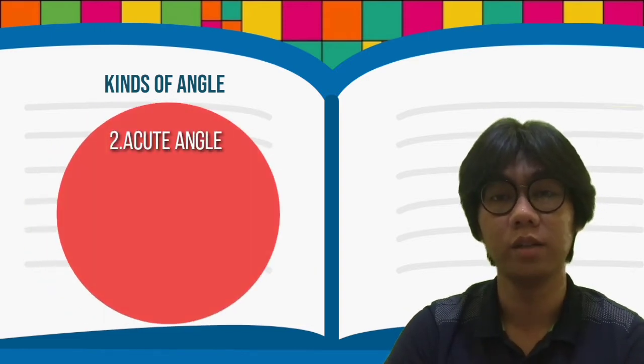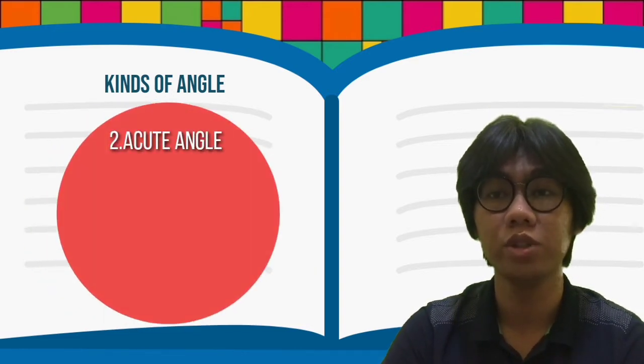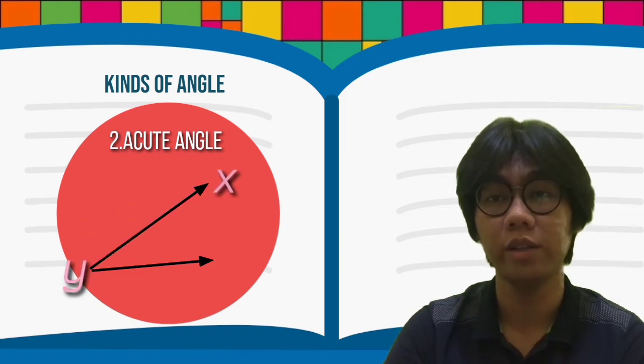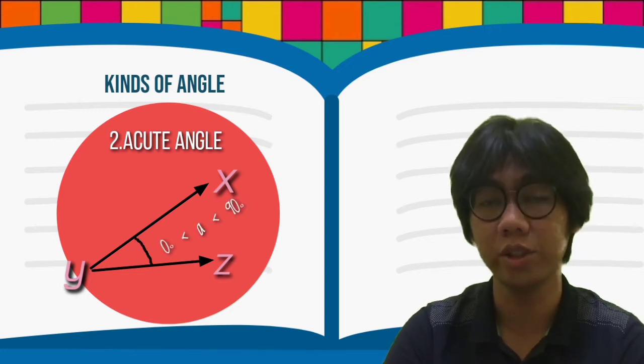Then acute angle. An acute angle is an angle whose measure is less than 90 degrees. Let's look at the picture. XY and ZY intersect each other to form an angle less than 90 degrees.